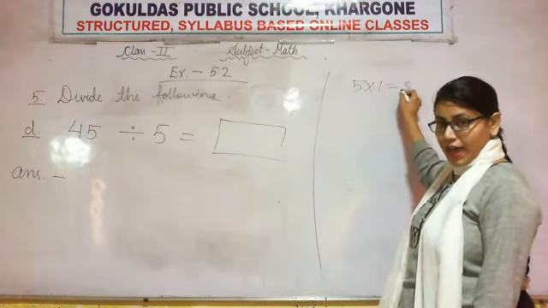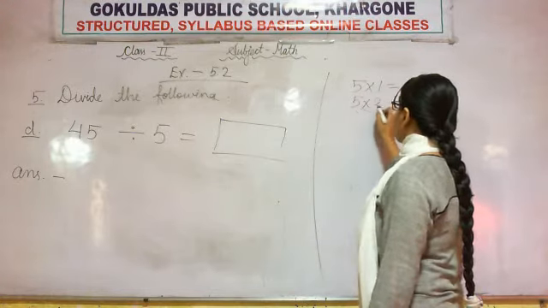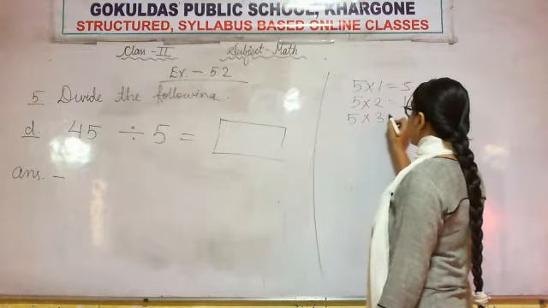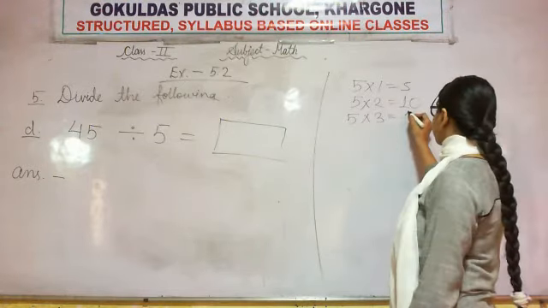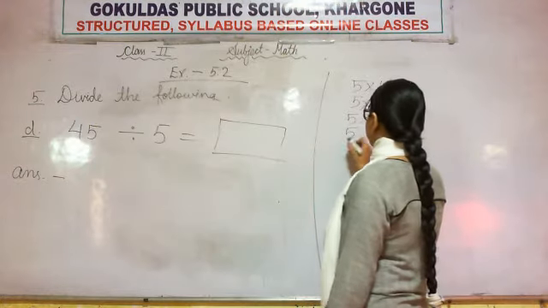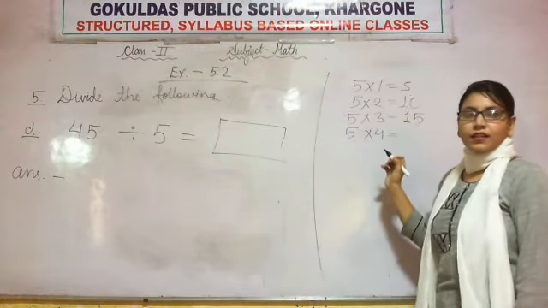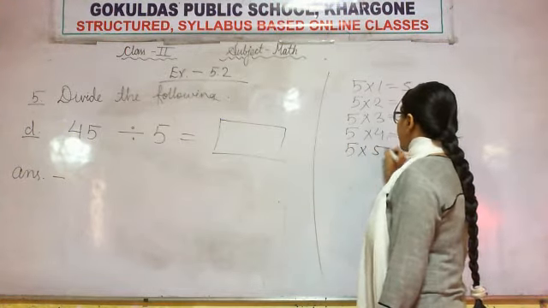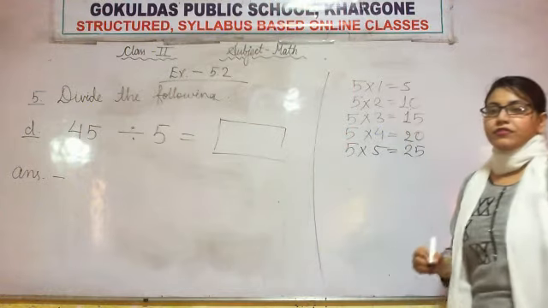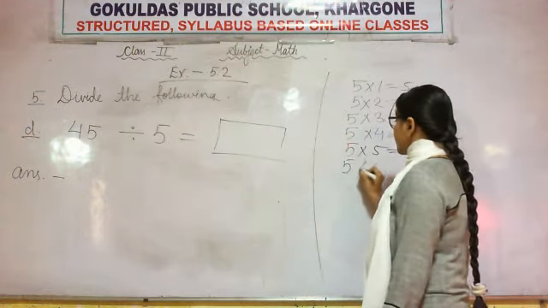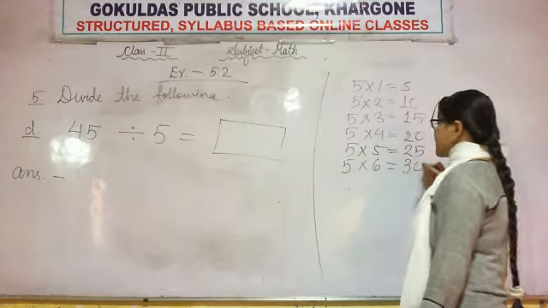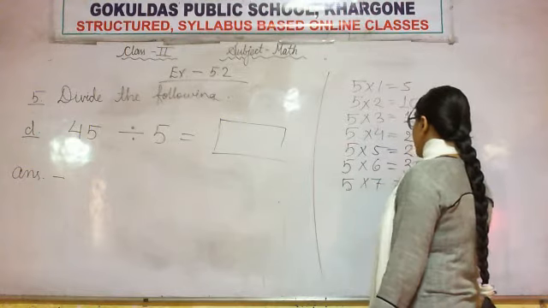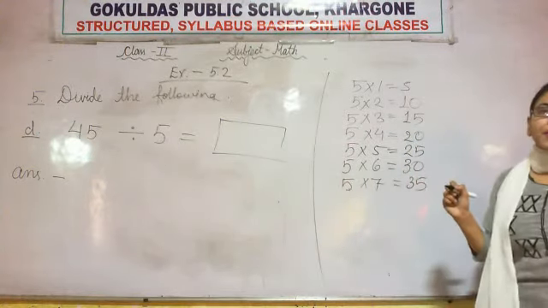5 ones are 5. 5 twos are 10. 5 threes are 15. 5 fours are 20. 5 fives are 25. 5 sixes are 30. 5 sevens are 35.